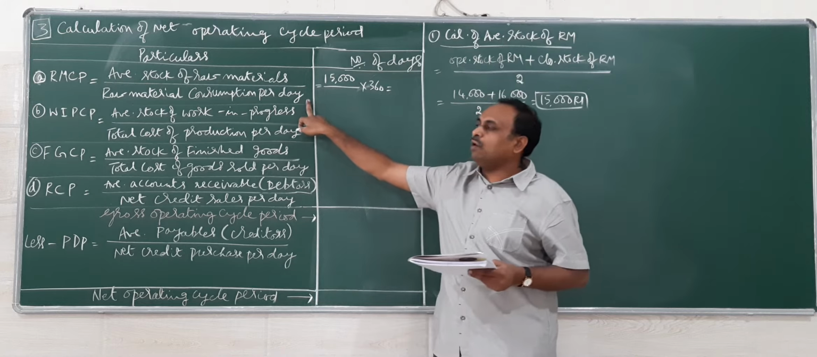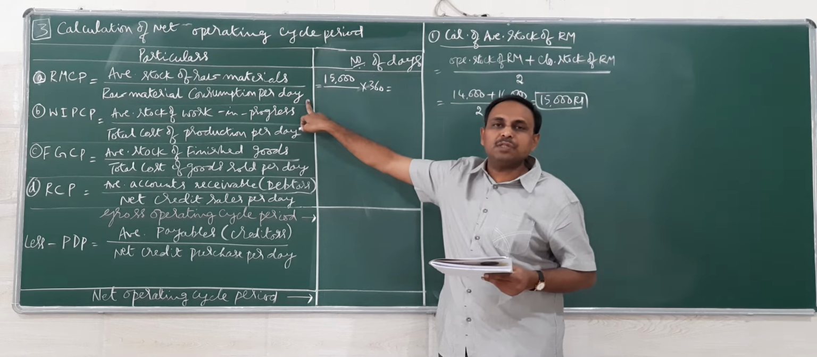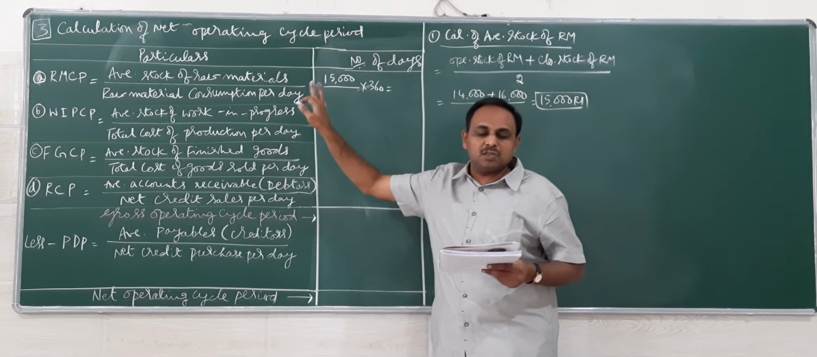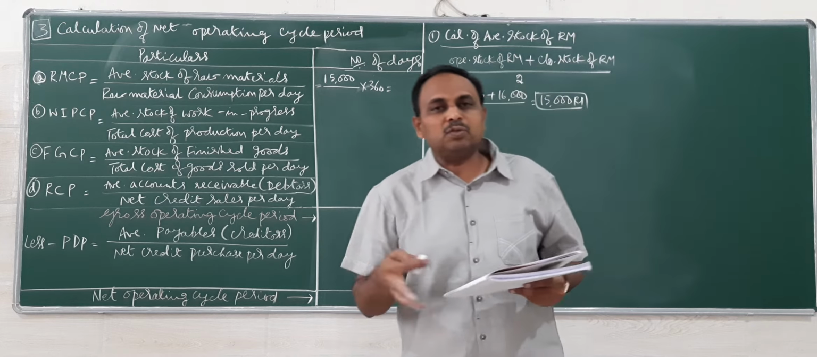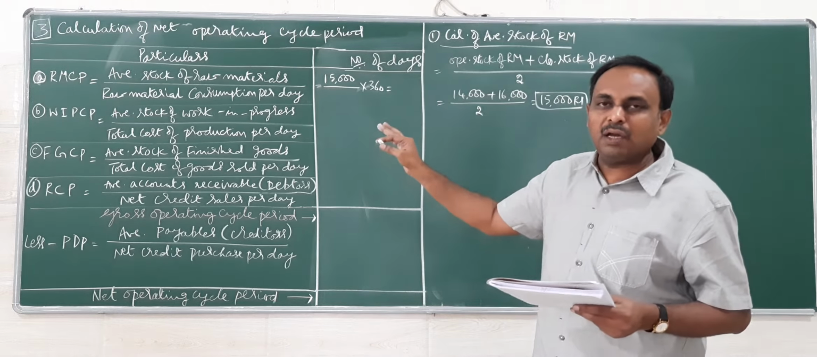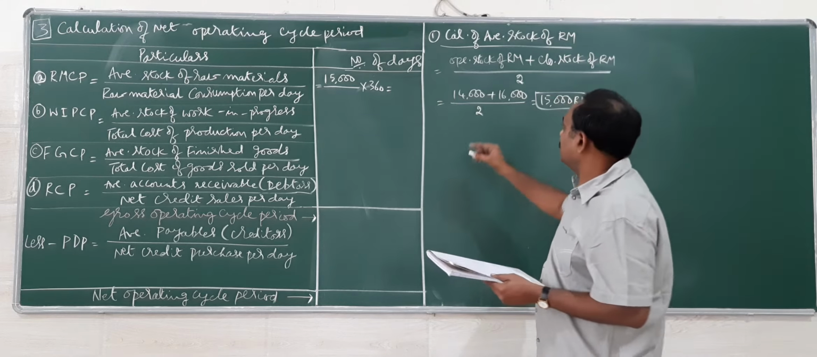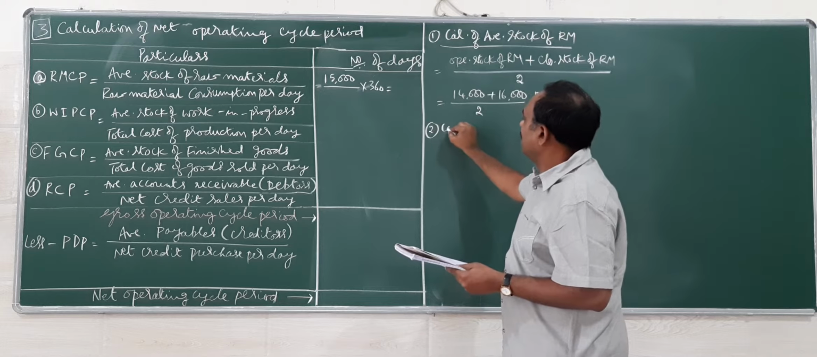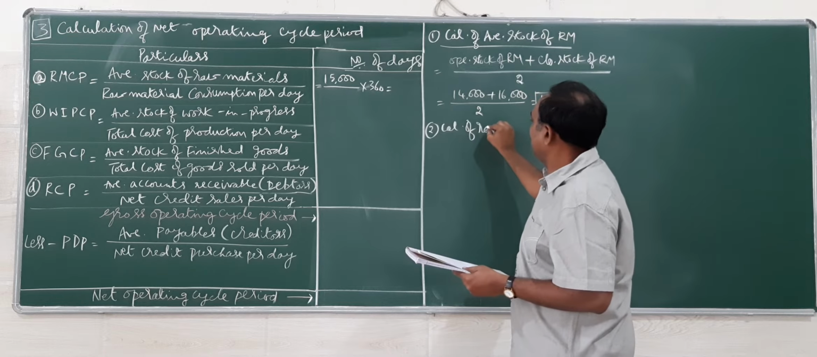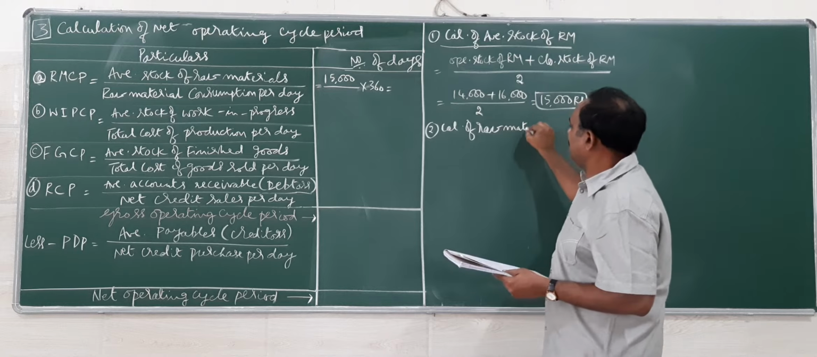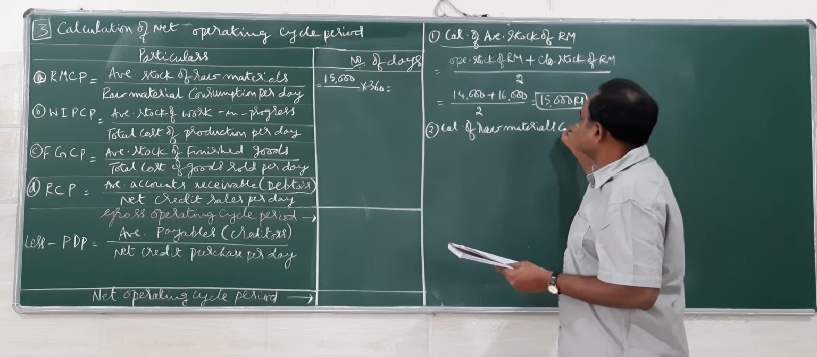Then we have to go for raw material consumption per day, which is not available in the problem. That also we have to find out by calculating with the information available in the profit and loss account. So I will go for the second one. Calculation of raw material consumption.